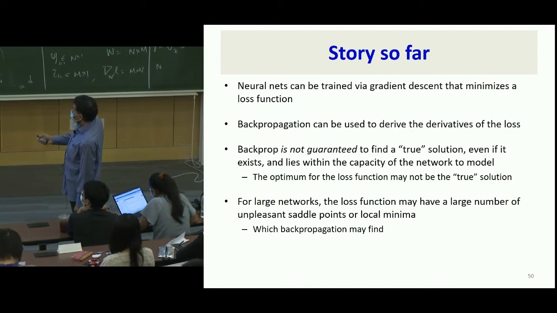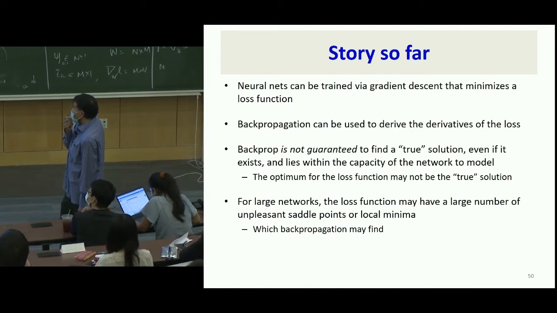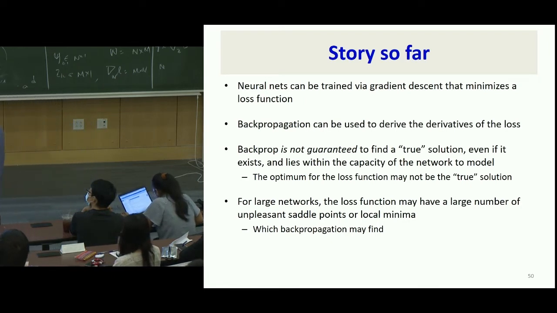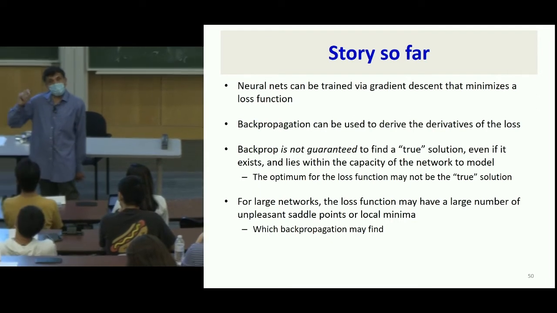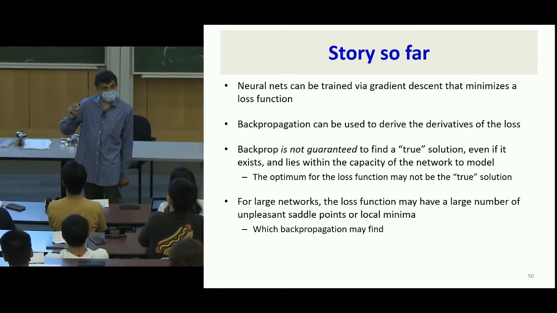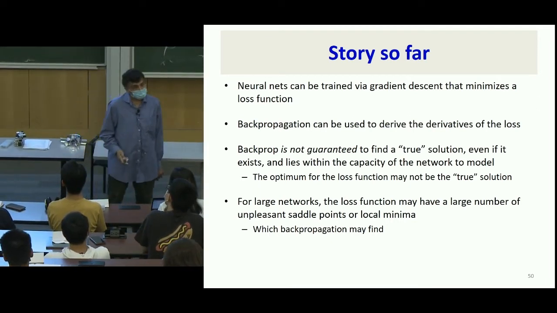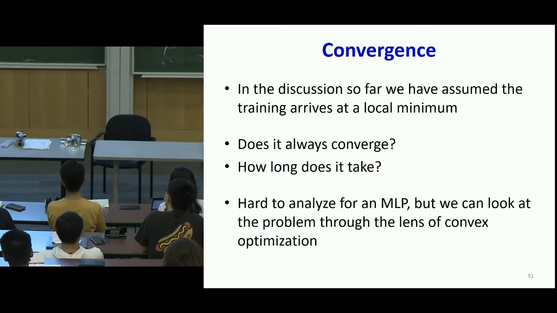Anyway, so for large networks, the loss function may have a large number of unpleasant saddle points or local minima, which backpropagation could find, if all you're using is the gradient as your criterion. We will see how we will be using something more than gradient later on, okay?